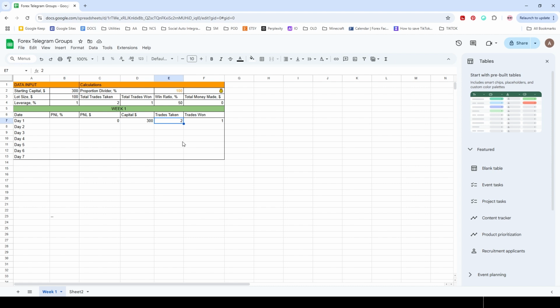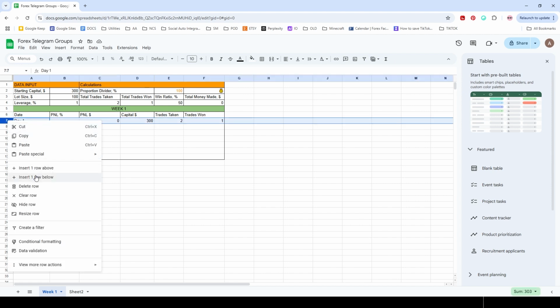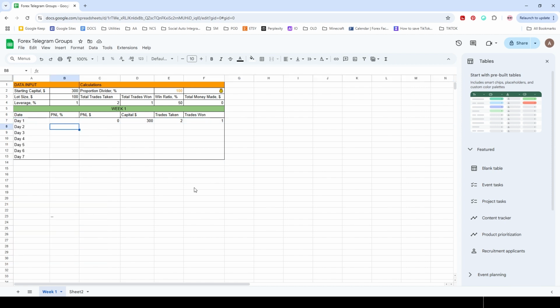Now for this, I type in how many trades were taken. But if there would be more trades per day, I would have to insert a row below and take profit and loss into the account. And in this cell, I type in how many trades were won for that day.